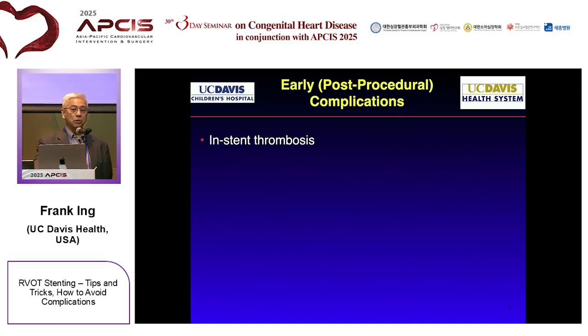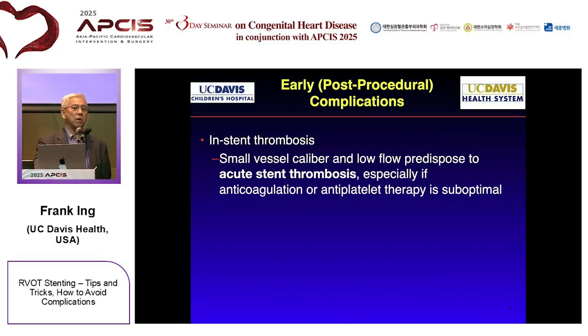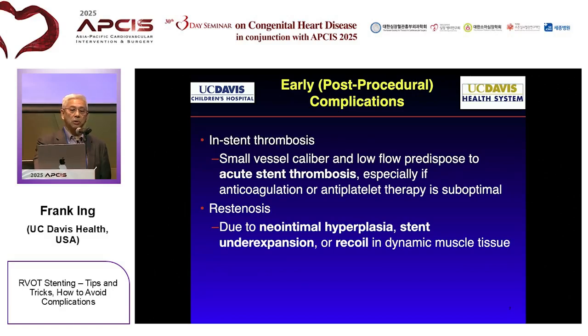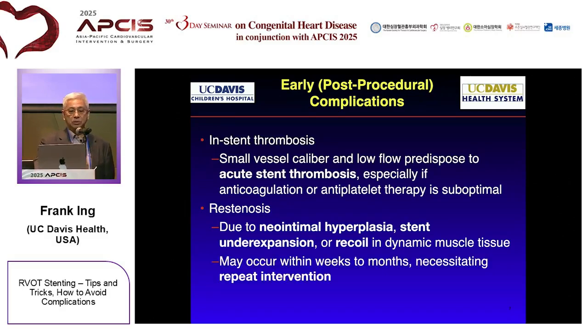Of course, there are also post-operative complications, including in-stent thrombosis. Again, these are small vessels, small caliber stents. You can get acute thrombosis, and so we have to think hard about anticoagulation or antiplatelet therapies right afterwards. Restenosis is an issue due to intimal hyperplasia in the stent, or the stent is not expanded adequately, or there's recoil from the dynamic muscle tissues. It can occur weeks to months later, necessitating a repeat intervention.